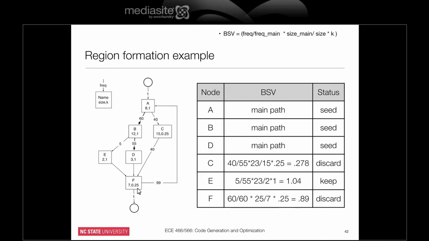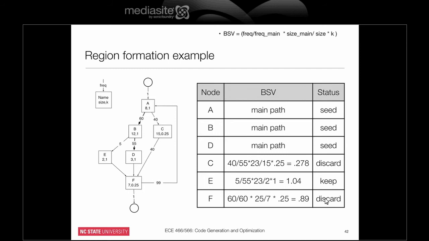But then F has some bad characteristic. So that forces us to multiply by 0.25. And this big factor here, 25 divided by 7, is almost enough to get this block chosen, but it's not quite there, so we discard it.